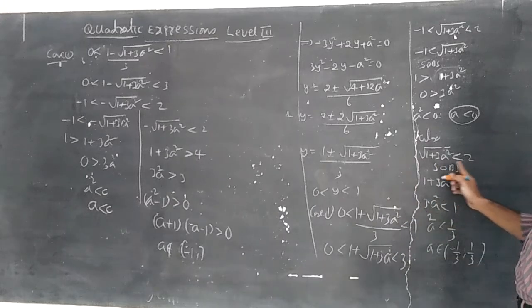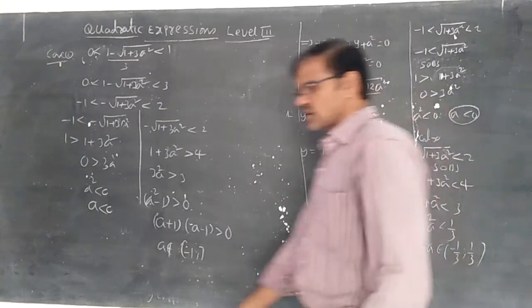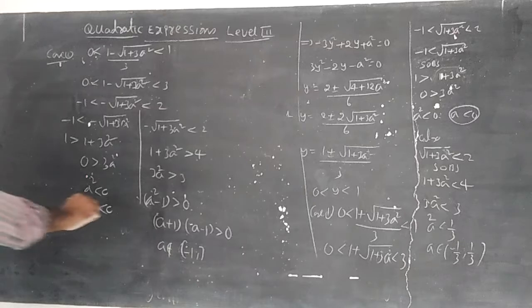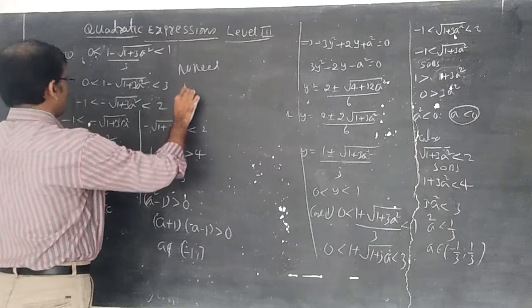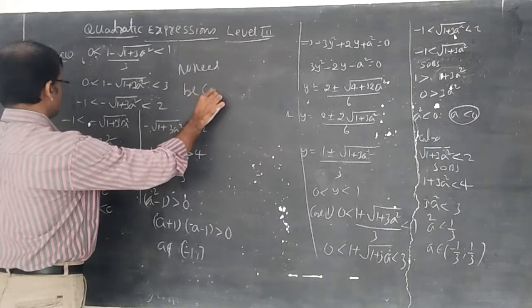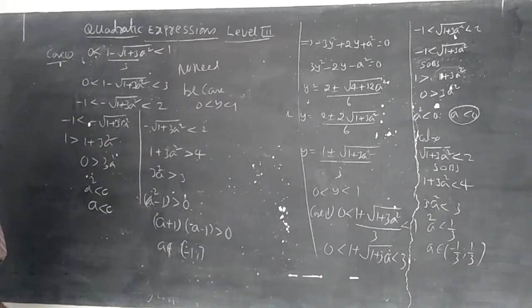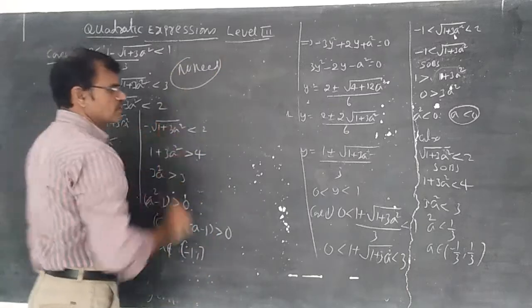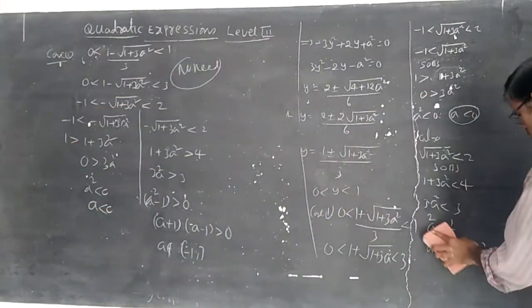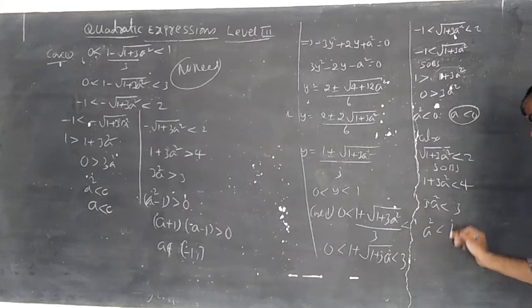Next one, for this one, 1 plus 3a square less than 4. 3a square... here I made a mistake, students. 3a square less than, it is correct. Now this one, no need to calculate, because 0 less than y less than 1. Of course, we will not take this one according to the option. Now 3a square less than 3. Here I made a mistake. 3a square less than 3. Now you can write a square less than 1.